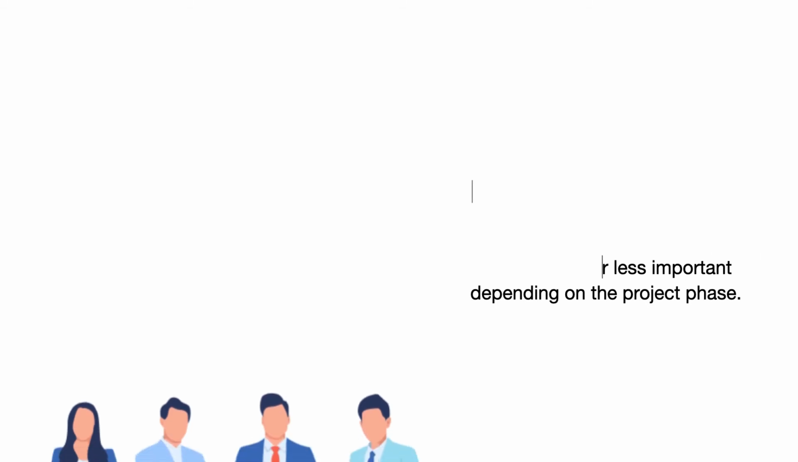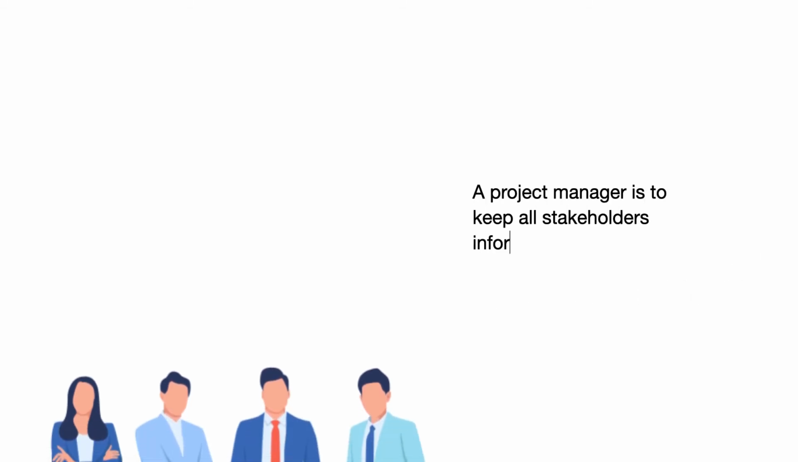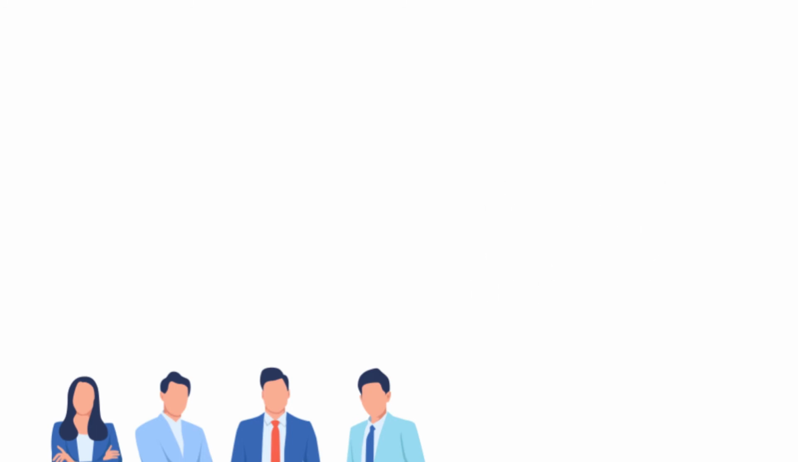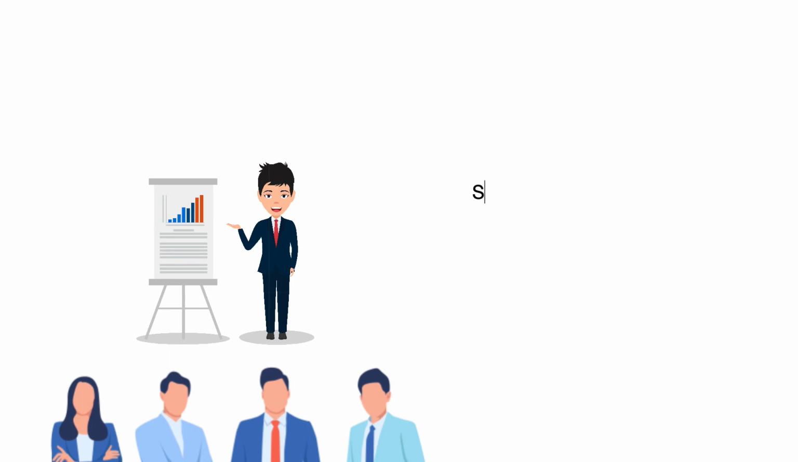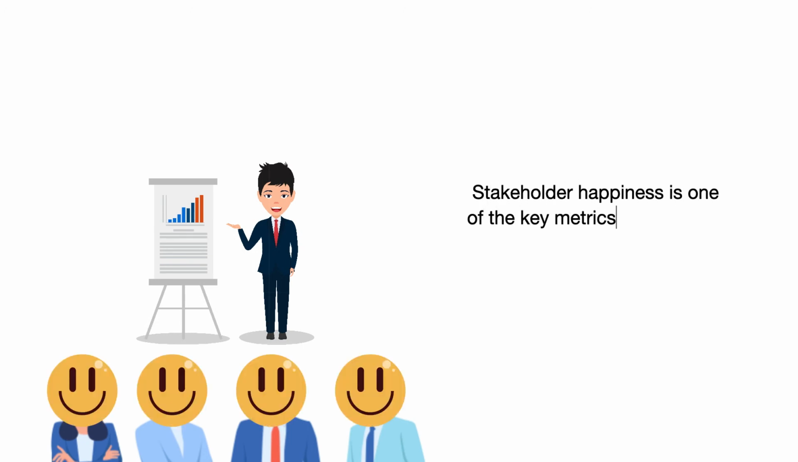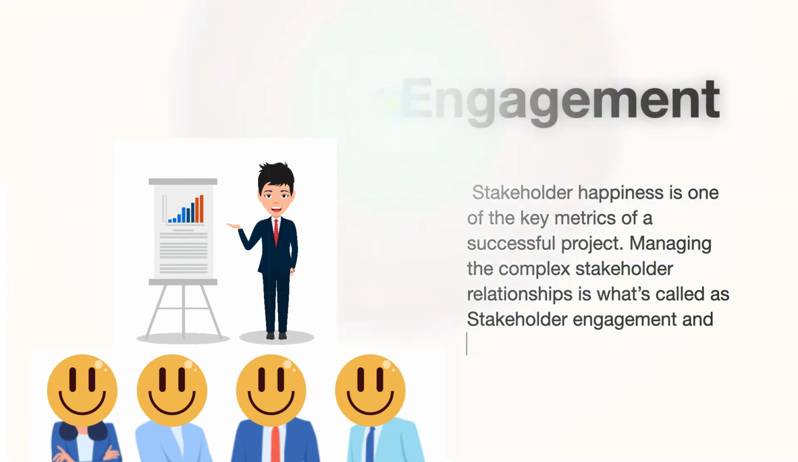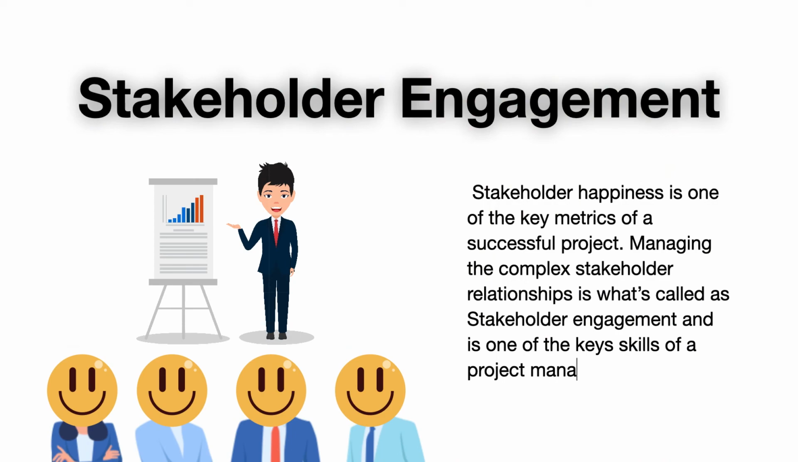A project manager is to keep all stakeholders informed, involved, and on board throughout the project's progression. Stakeholder happiness is one of the key metrics of a successful project. Managing complex stakeholder relationships is what's called stakeholder engagement and is one of the key skills of the project manager.